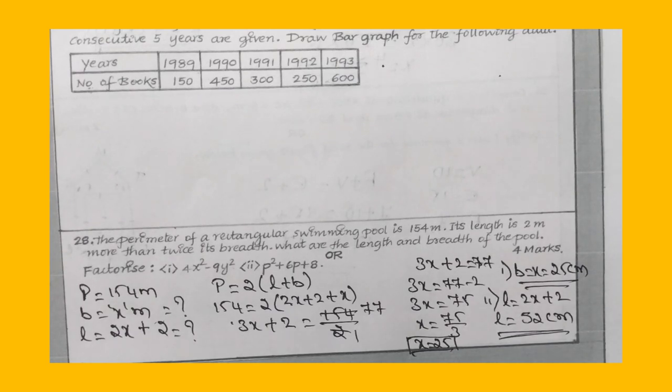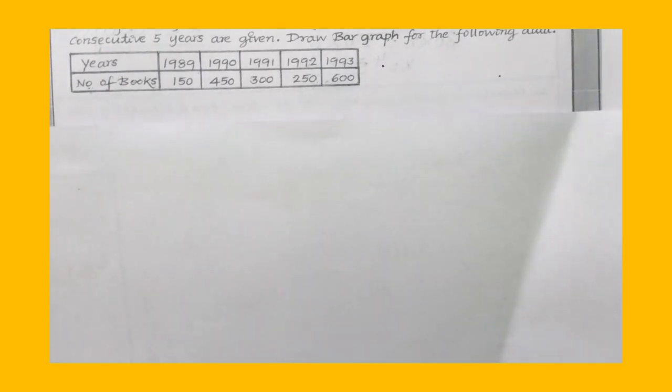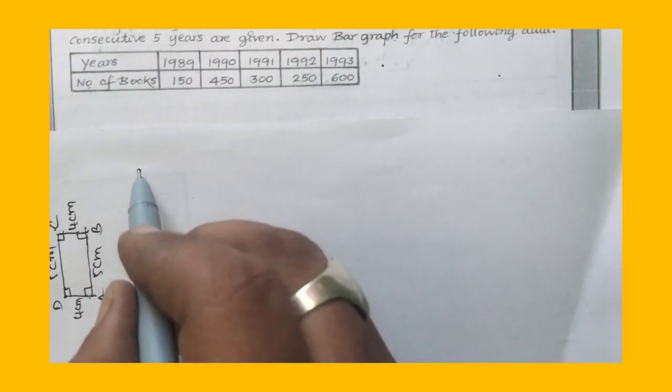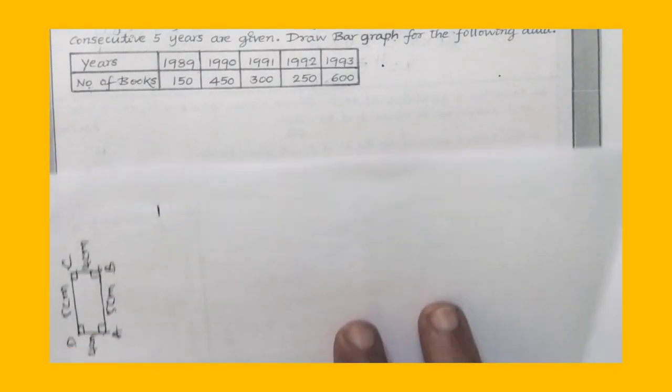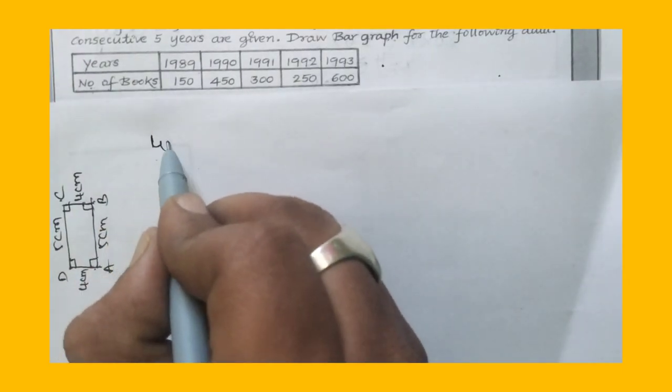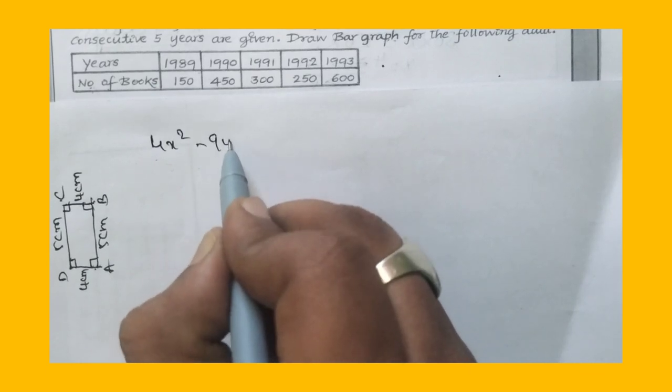Now the last question of this practice paper is: factorize 4x square minus 9y square and p square plus 6p plus 8. So now let us answer both the questions. In the first question, we have to factorize 4x square minus 9y square.